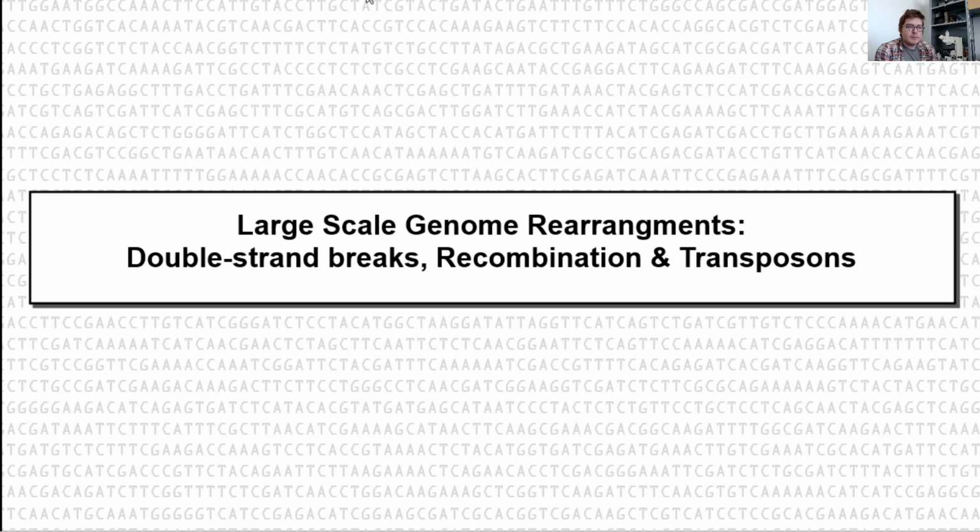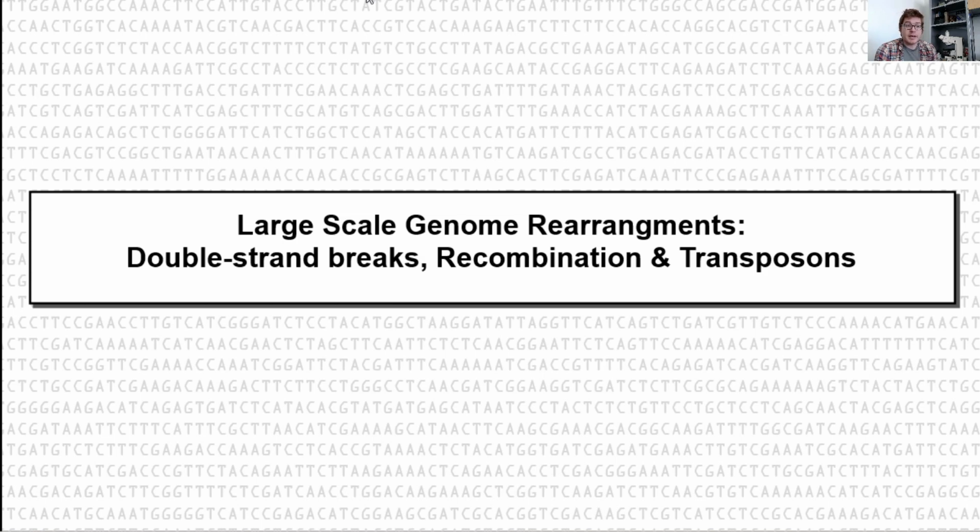Okay, so welcome back to our 501 lecture series, Genetic Information Transfer. In today's lecture, we're going to be learning about large-scale genomic rearrangement. So these are going to be things like double-stranded breaks, so entire chunks of chromosome being broken, possibly even lost, and recombination, the mechanism by which many of these double-stranded breaks are repaired.